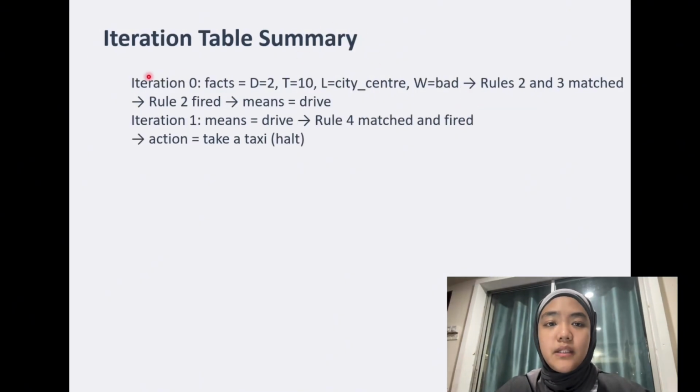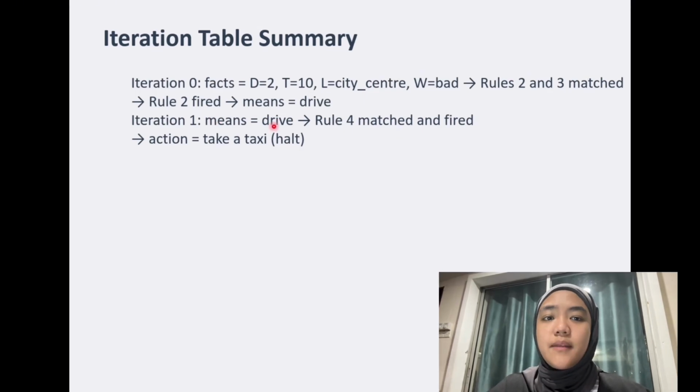This table shows the step-by-step iteration of the reasoning. In iteration 0, our working memory includes distance, time, location, and weather. Rules 2 and 3 are matched. Rule 2 is fired first. In iteration 1, with means equals drive, rule 4 matches and is fired, giving us our final decision: take a taxi. The system then halts because there are no more applicable rules that can be fired.